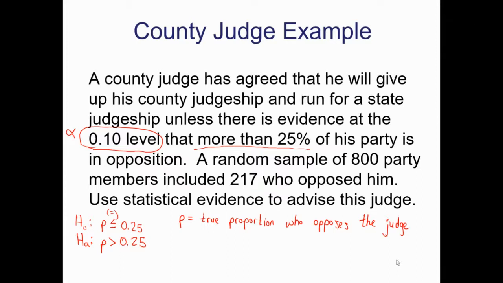Okay. So now, before we go any further, we need to make sure that we can do the test, which means we have to check our assumptions. So, let's kind of run through them. First, does it come from a random sample? Yes, it says a random sample of 840 members.